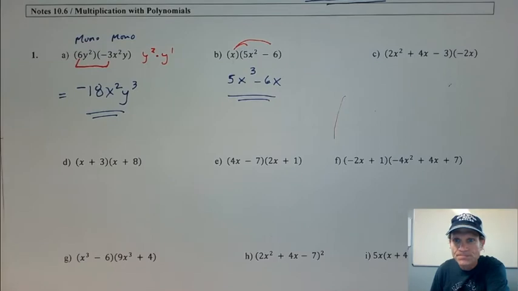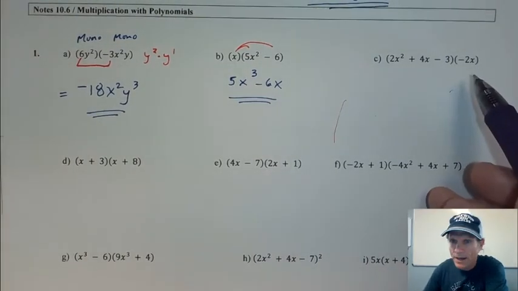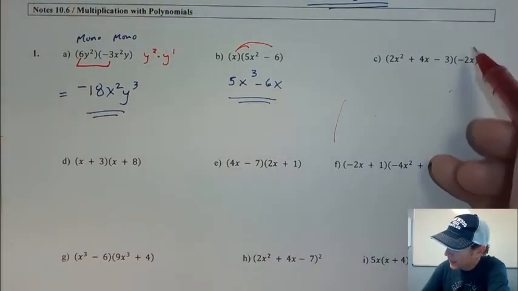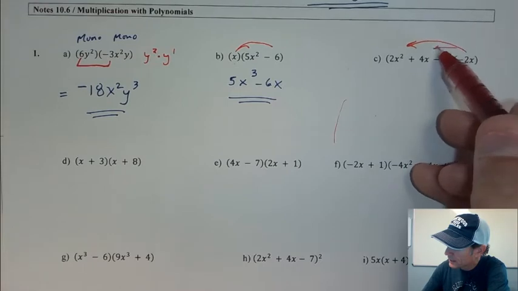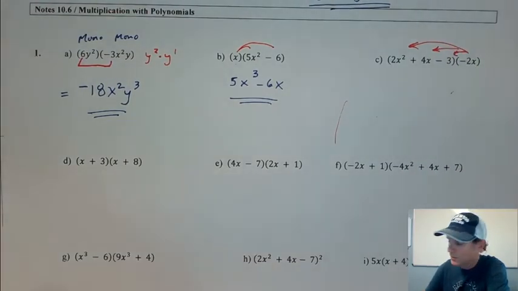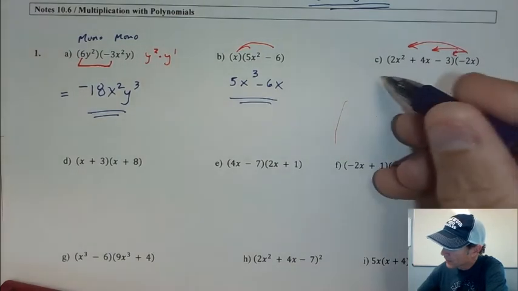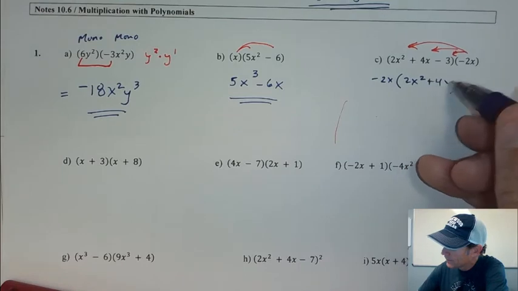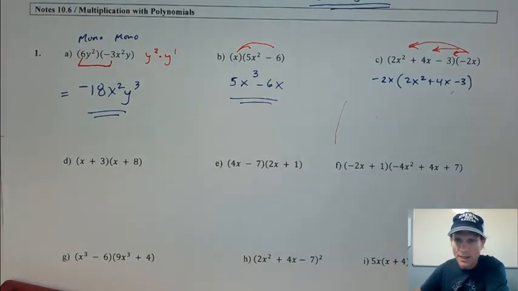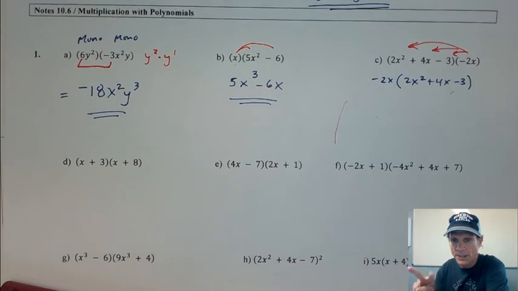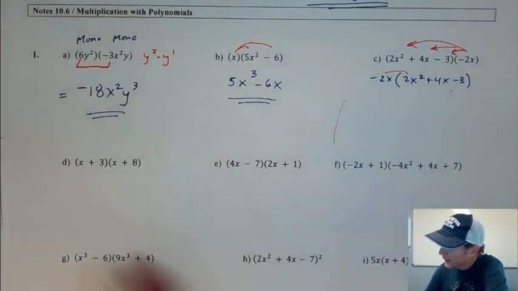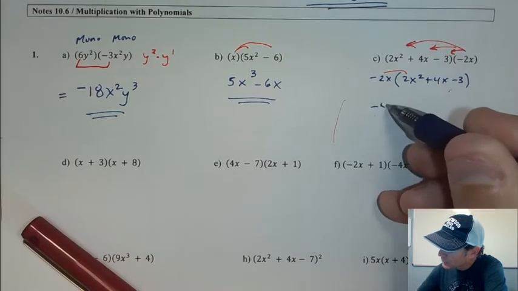Okay, and then here I have a trinomial times a monomial. Now, I'm okay distributing from this side like this, and most students are okay with that, but some students like to rewrite the problem with the negative 2x up front. And that's perfectly okay by the commutative property of multiplication, that I can flip-flop multiplication. So when I multiply this, that hits the first term here, and I get negative 4x to the third.